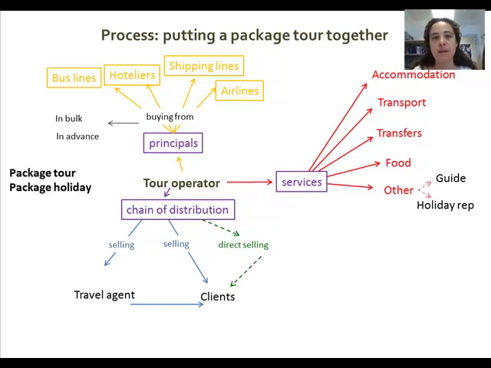So this way we can see that we've learned not only all the vocabulary necessary to explain a package tour and how it works, but also the different parts, different elements that take part in it, and how they relate to one another.